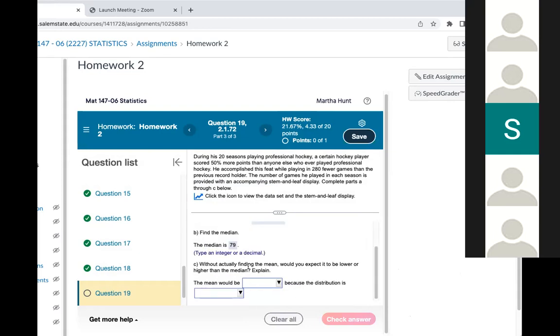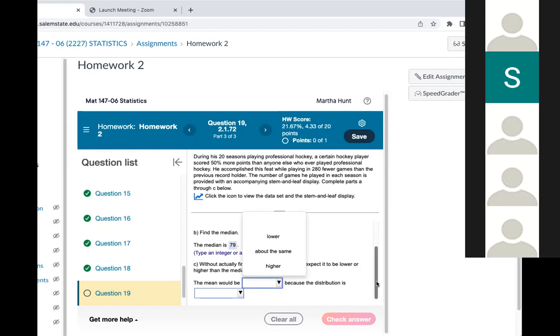And without actually finding the mean, what does it say? Without actually finding the mean, would you expect it to be lower or higher than the median? Lower. Sorry, the graph is gone. Just picture that one dot not being there.